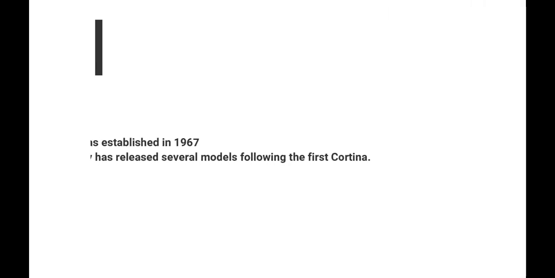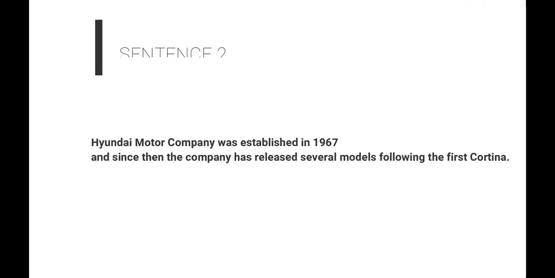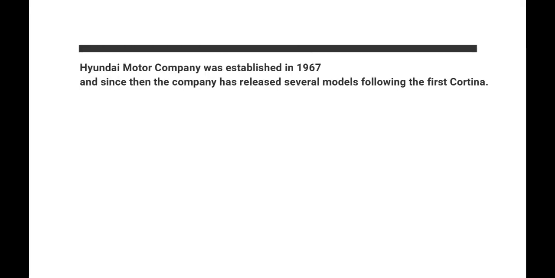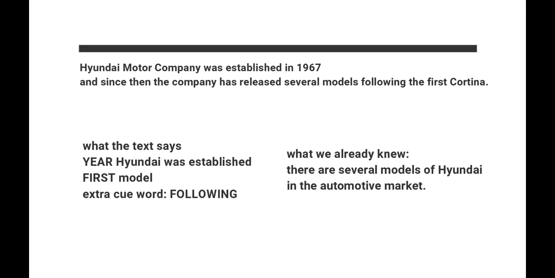Now let's take a look at the second sentence. Hyundai Motor Company was established in 1967, and since then, the company has released several models following the first Cortina. The second sentence is likely to be developed using order or chronological pattern. We know that there are several models of Hyundai in the automotive market. Considering that the sentence mentioned the year the company was established and Cortina as the first model released, most probably the author will tell readers the subsequent released models chronologically.